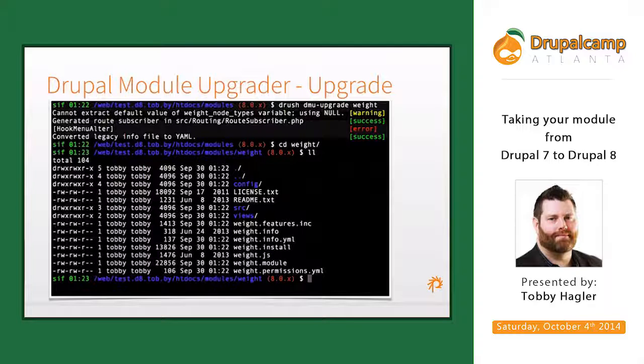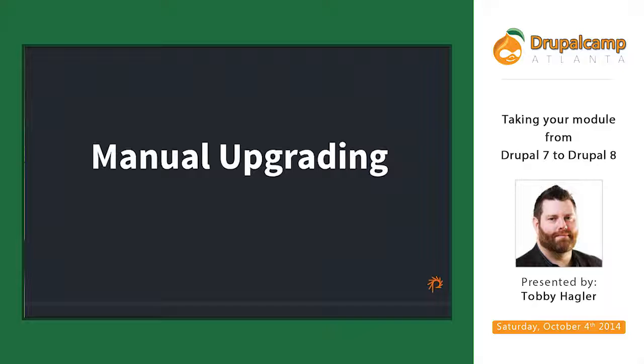You'll notice that you no longer have wait.info, but you'll have wait.yml that defines roughly the same thing. All right, so finally, we've talked about all that. You've tried upgrading. This automated process just isn't there yet, so we've got to do it the hard way.